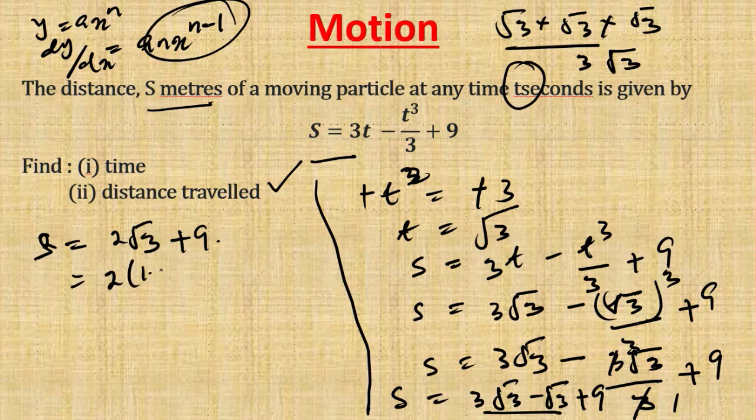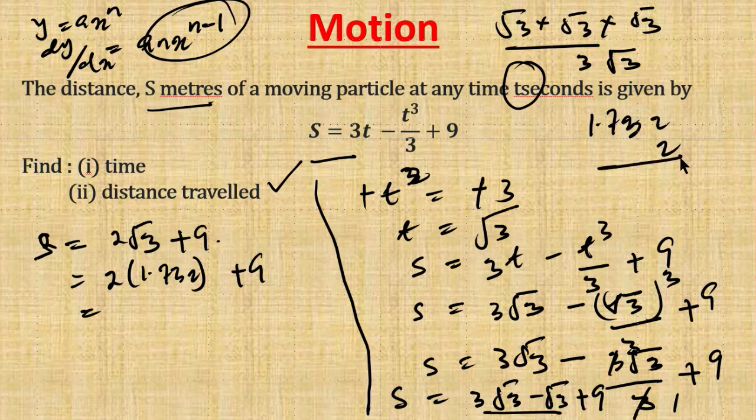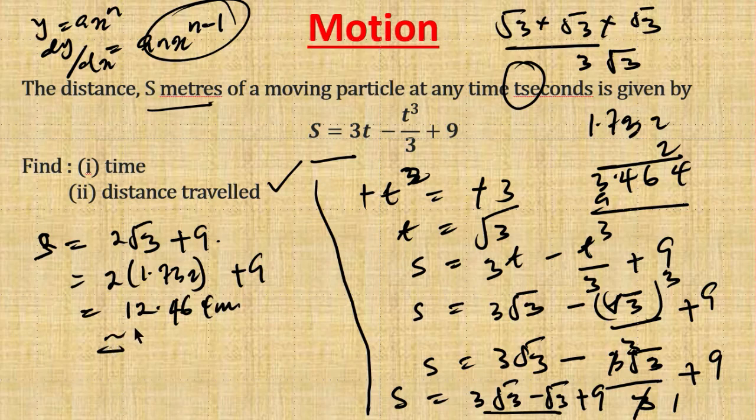That's 2 into 1.732 plus 9. That's equal to 2 times 1.732. I just decided not to use my calculator. I do this sometimes. 2 times 2 is 4, 2 times 3 is 6, 2 times 7 is 14, and 2 times 1 is 2 plus 1, that's 3.464 plus 9. That's 12.464 meters, which I can approximate to 12.5 meters.